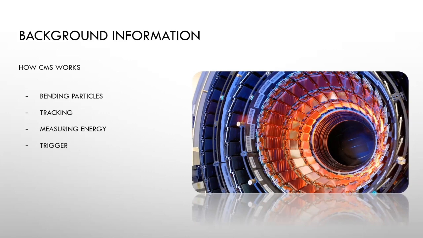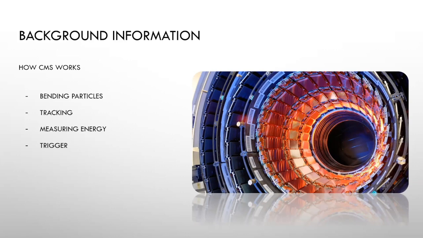The tracking part is done by a silicon tracker. When a charged particle flies through the tracker layer, it interacts with the silicon and produces a hit. And then these hits can be joined together to identify the track. Measuring energy is very important for understanding what's happening at the collision point. This can be done with two calorimeters, the electromagnetic calorimeter and the hadron calorimeter.